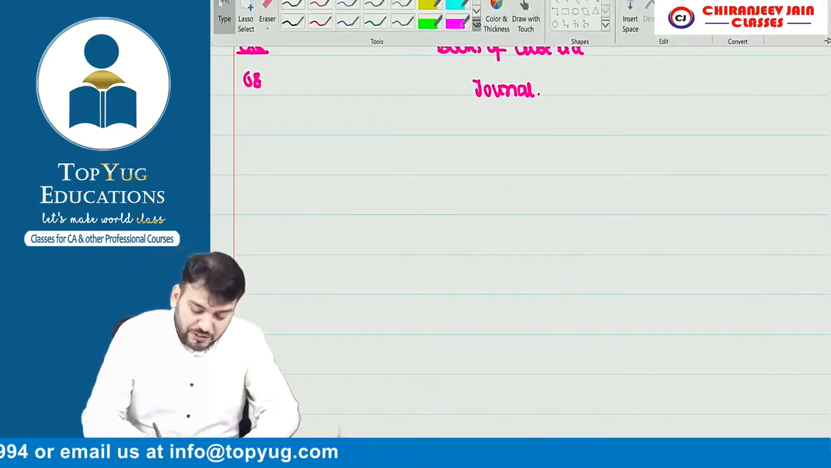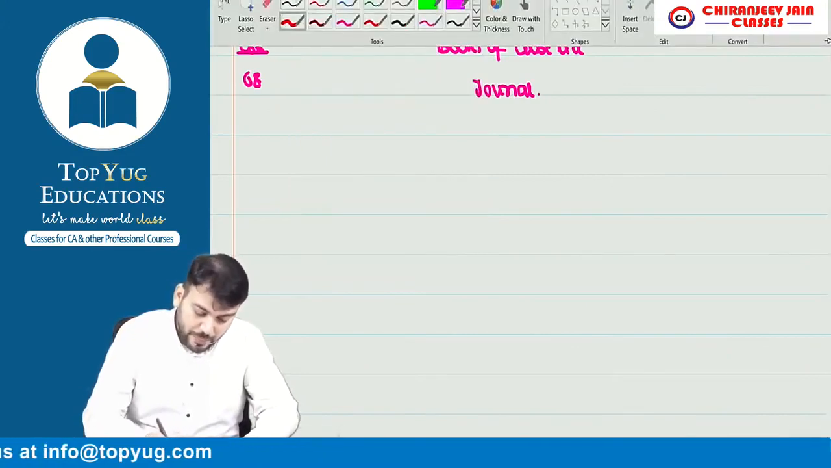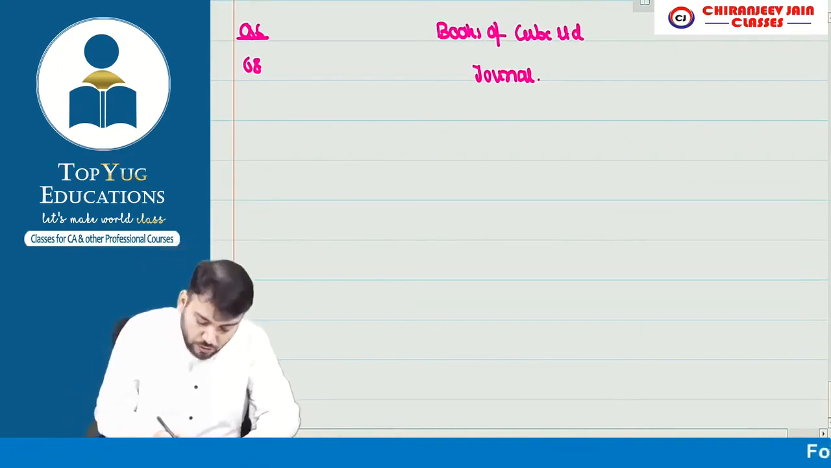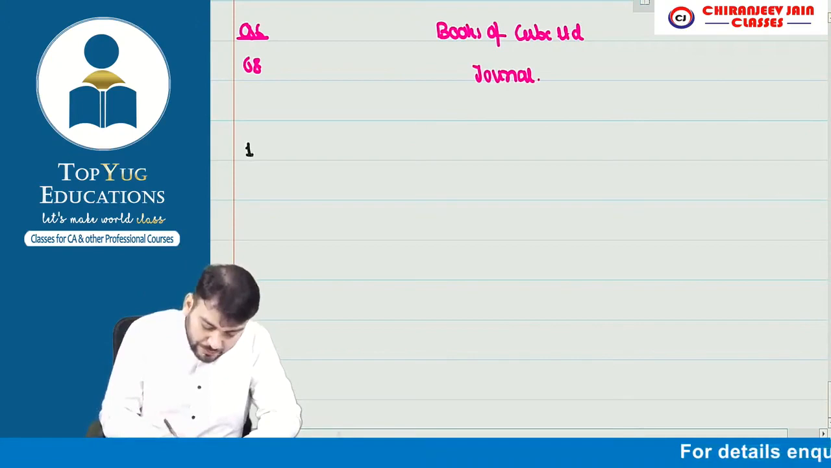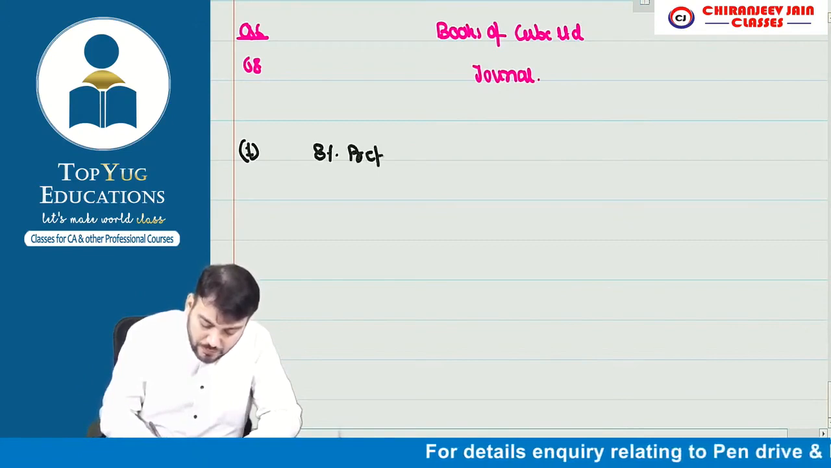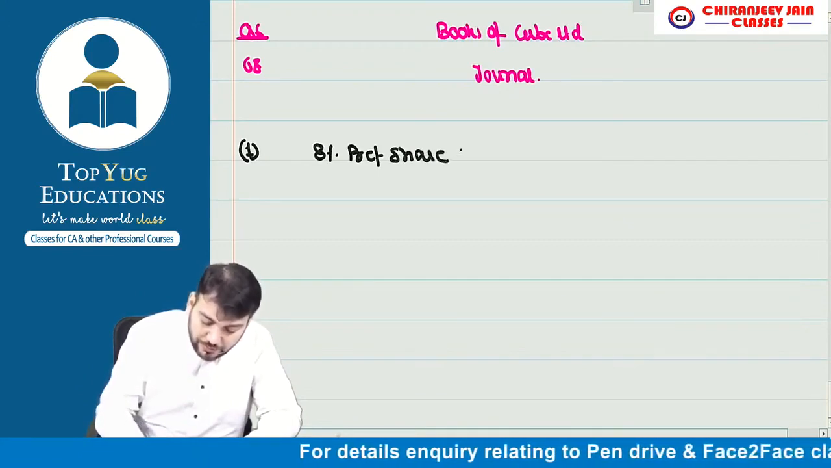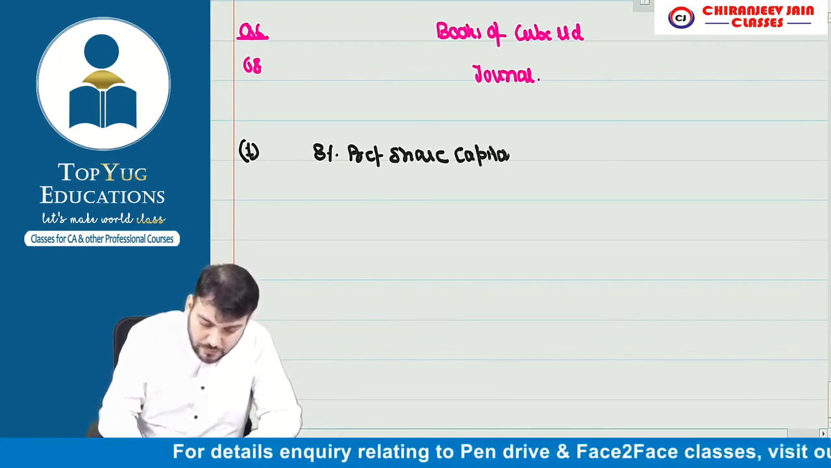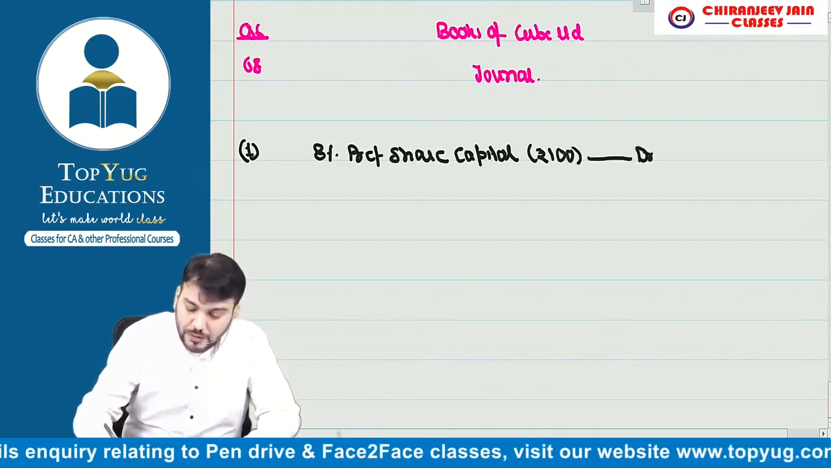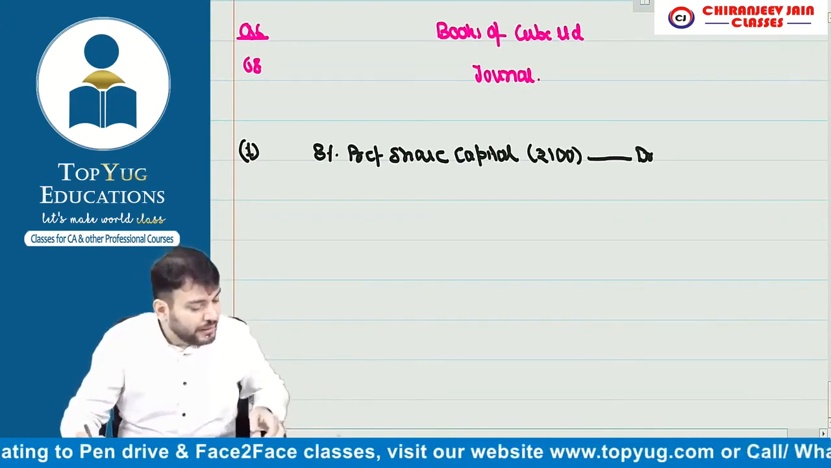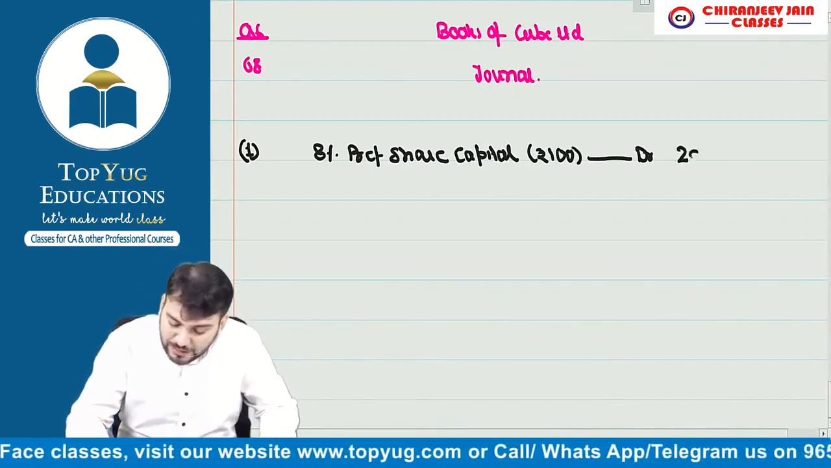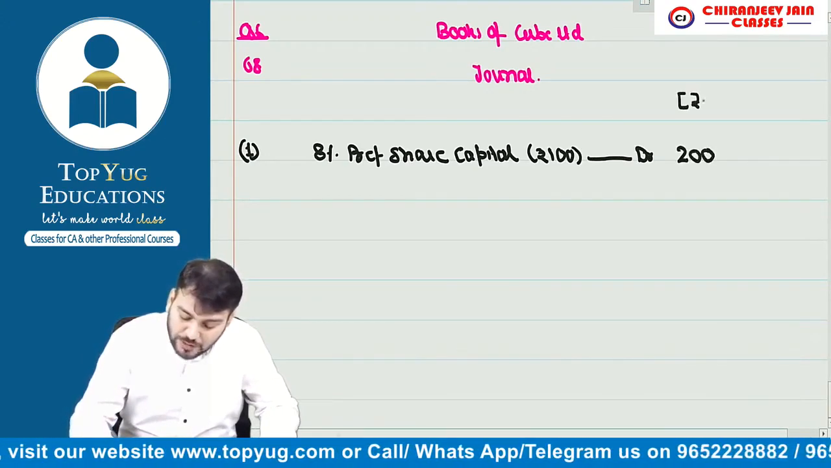Journal. First, let us do preferences. Yes, sir. Let's do preferences. Journal entry number 1. We have 8% preference share capital of rupees 100 account debit. How much? We will check how much was given. That is 200 lakhs. So we write 200 lakhs, rupees in lakhs.